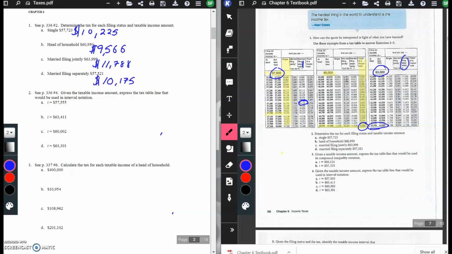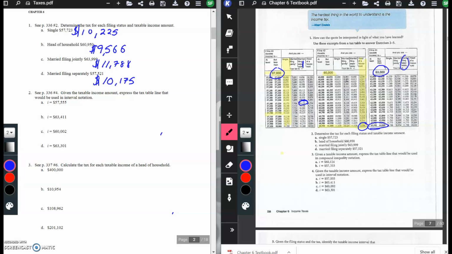Okay, so each dollar amount has its own specific table. As you can see, you have 57,000, you have 60,000, and you have 63,000. If you were making 150,000, that would have its own separate one as well. So that'll give you the tax that you'll pay per year if you make within those ranges.